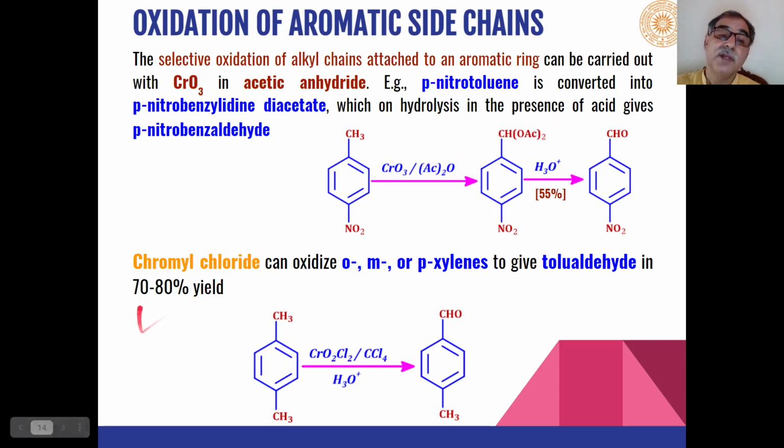Similarly, chromyl chloride also oxidizes the side chain of aromatic rings to aldehydes or ketones. So basically, chromyl chloride reacts with ortho, meta, or paraxylene to give the respective aldehydes in good yields. And for selectivity, you can see over here that only one of the two methyl groups is oxidized to the carbonyl. So paraxylene will give us para-tolualdehyde, metaxylene will give us meta-tolualdehyde, and orthoxylene will give us ortho-tolualdehyde as the product.